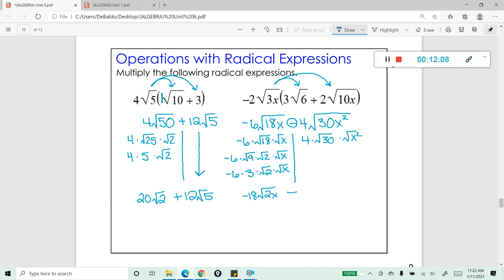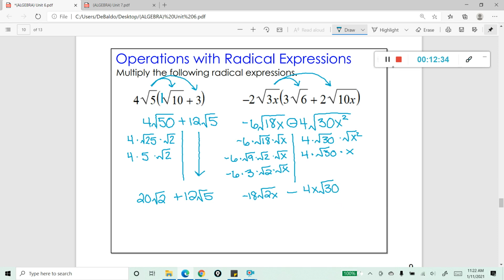Let's go ahead and break this down now. Now, here, obviously, 4 does not break down, but root 30 also does not break down. That is as far as root 30 will go. But I can simplify root x squared. That'll just give me x. So we can smush it all together to give us 4x root 30.